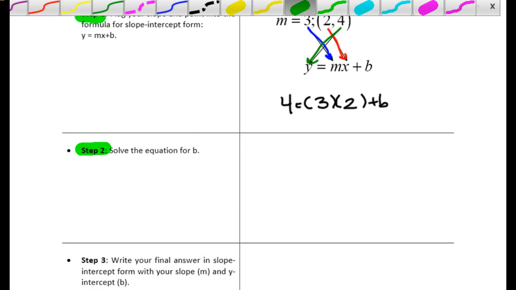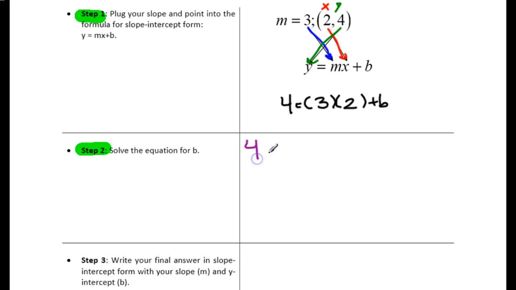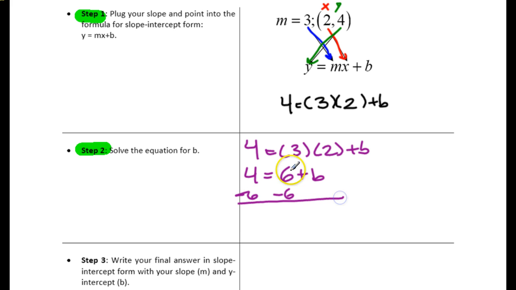Alright, let me bring this down here. If this is my equation, I'm going to solve it for b. 4 is still 4, and 3 times 2 is 6, plus b. Now I want to get b by itself. That's what we mean by solving for it, ever since chapter 2. Get rid of that 6 by doing the opposite, which is minus 6. 4 minus 6 is negative 2, so negative 2 equals b.